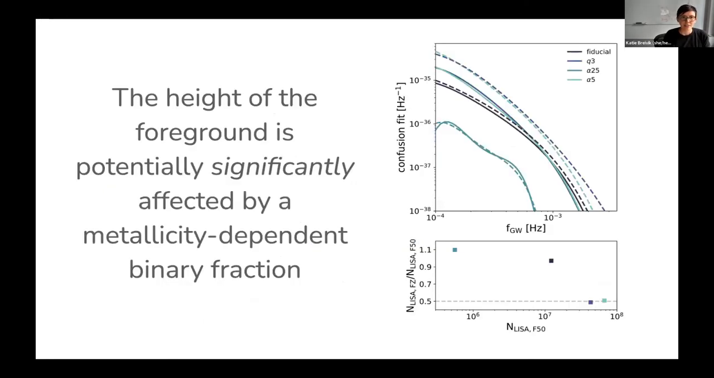We can highlight these differences quite a bit more by just looking at confusion fits here for our different models. What I'm showing here in the bottom is the ratio between the number of sources in LISA based on our metallicity dependent binary fraction and a flat 50% binary fraction, flat uniform distribution. And you can see in our different models, this is alpha 2.5, our fiducial, and our Q3 and alpha 5 models. As you increase the number of sources, you're going to see a larger reduction due to this initial orbital period distribution implied by the metallicity dependent binary fraction.